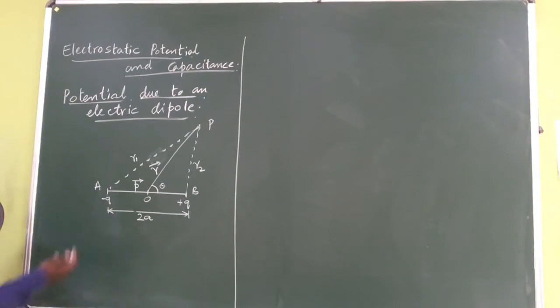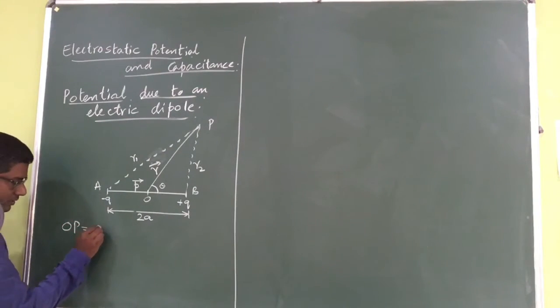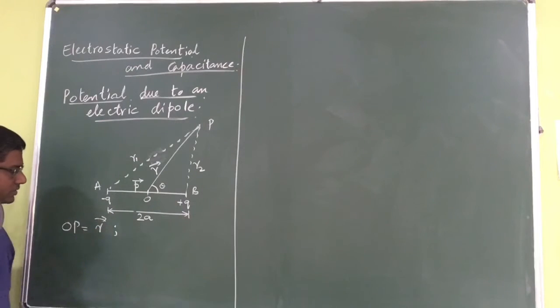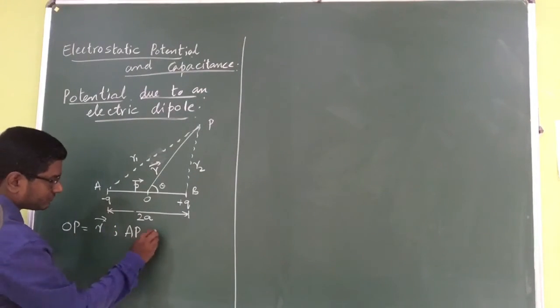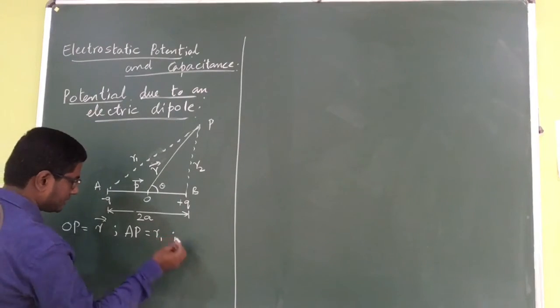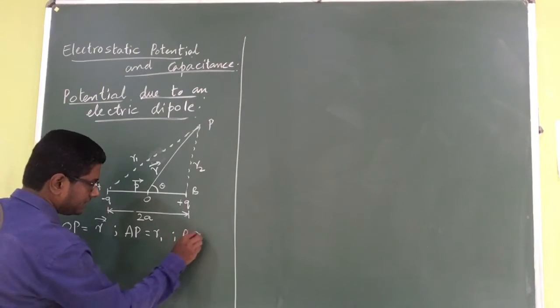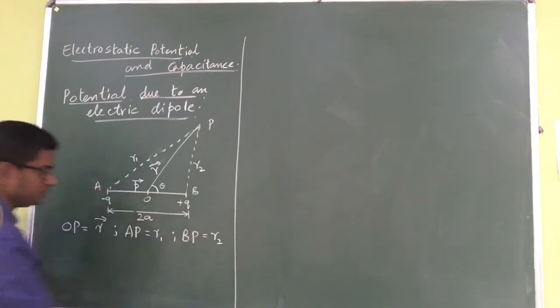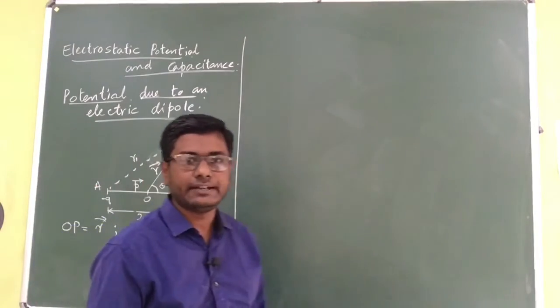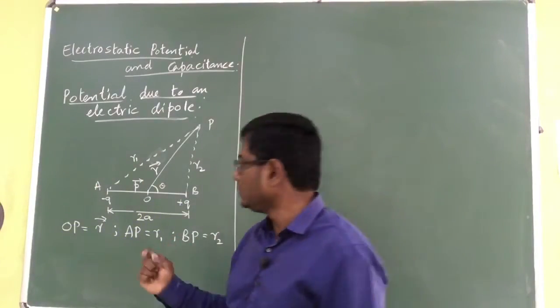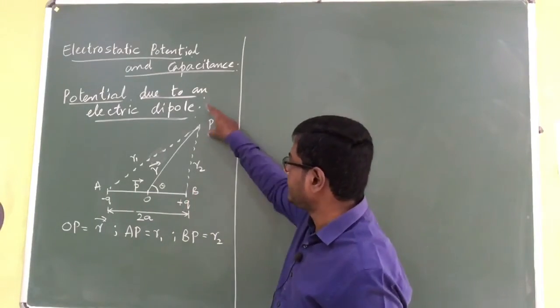After that, let's describe some distances. OP is equal to r, and that is a vector. What are the other distances? It is AP, that will be r1, and the other distance BP is equal to r2. Just describe in words the distances that are present there. Then what do we need to calculate? We need to calculate the potential due to this dipole at this point P.